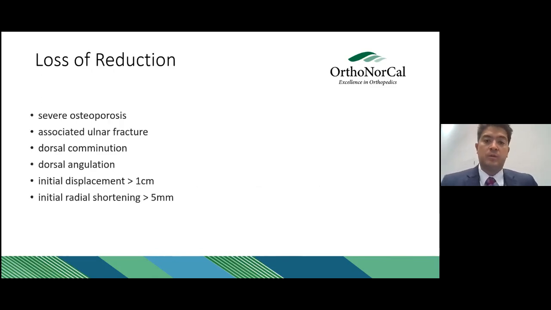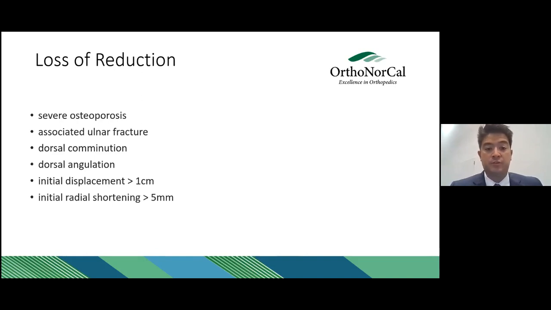Things that concern me when I'm looking at x-rays and discussing with my patient their needs and their activity level are loss of reduction, or reduction which could be gained in the first reduction of the distal radius and put in a cast. However, there are some signs that I'm worried it will still lose its reduction after the cast has been placed. Patients with severe osteoporosis are a big concern for me.